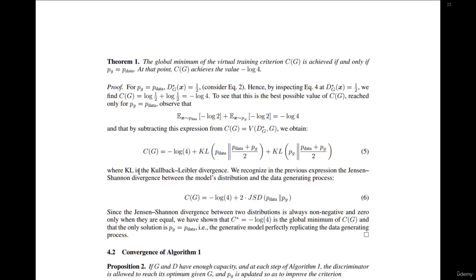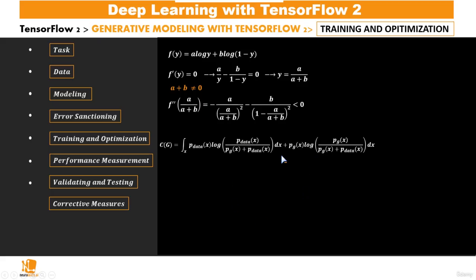The authors of the paper reformulated C of G to be negative log of 4 plus the KL, that is the Kullback-Leibler divergence of P data with P data plus PG divided by 2, plus the KL divergence of PG with P data plus PG divided by 2. Now we shall try to show how they came up with this expression.